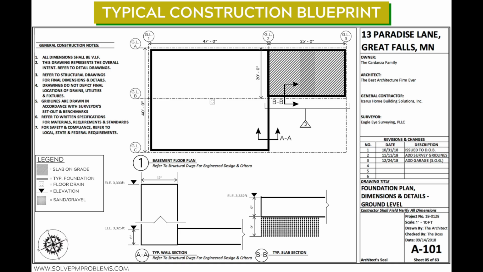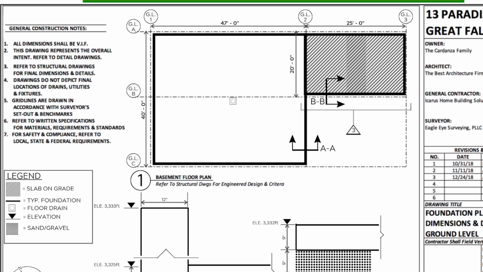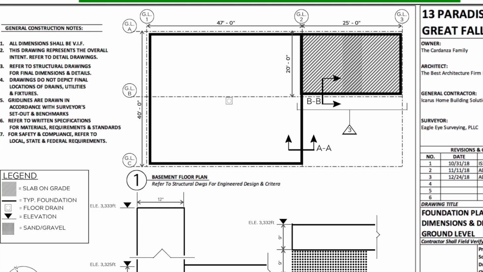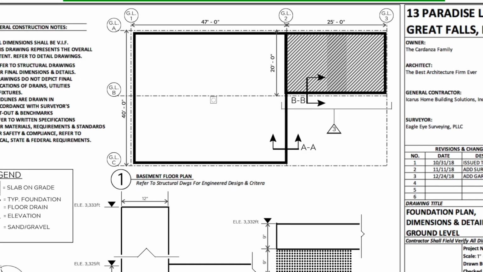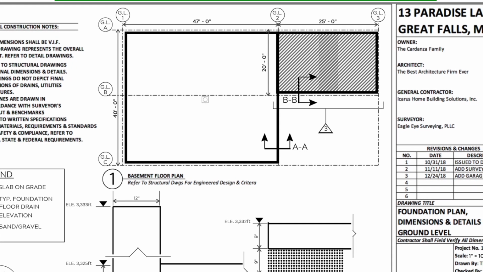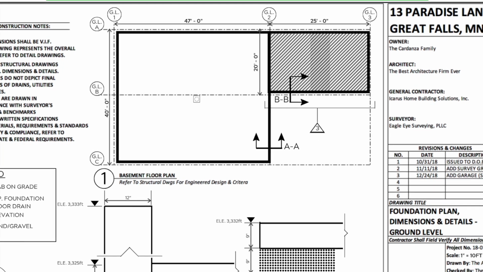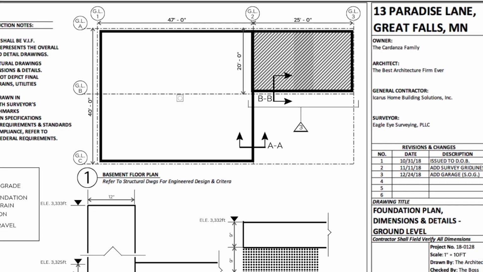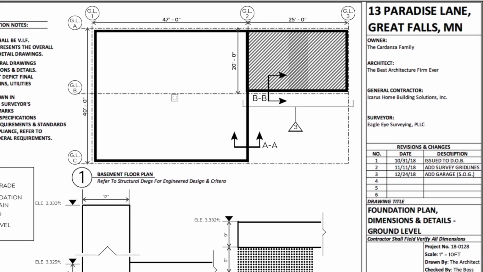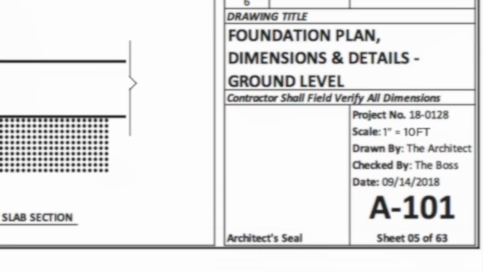So, let's dive in. Now, the drawing on screen depicts the construction details for a residential home located at 13 Paradise Lane in Great Falls, Montana, which didn't exist when I made this drawing back in 2019, and I hope it still doesn't. As you can see, there are several images in this drawing, but also quite a bit of writing. So let's start out with the written portions on the right-hand column.